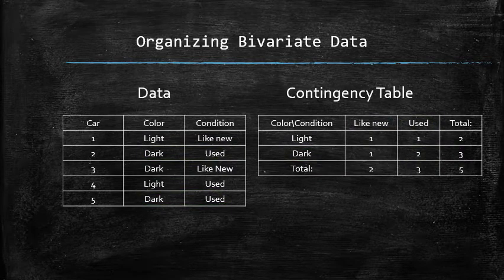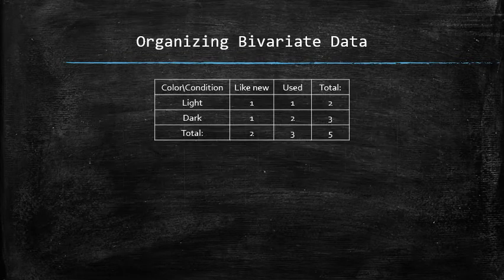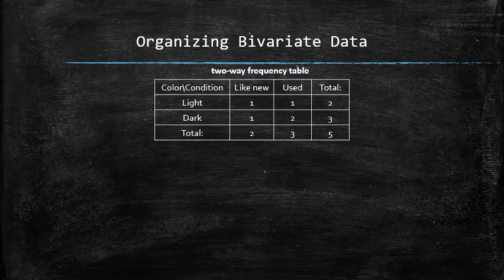Many times it makes sense to add an extra column and an extra row with the totals for each column and each row, and for the entire table as well. Alternatively, this table can also be referred to as two-way frequency table.